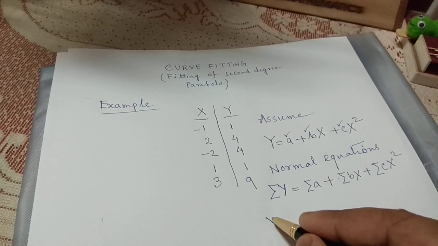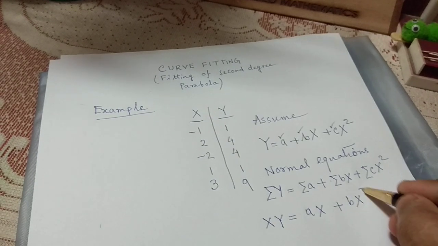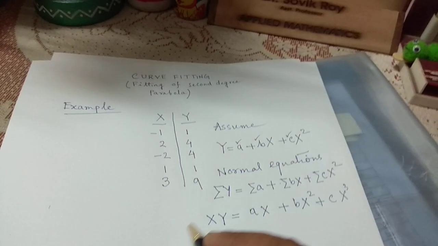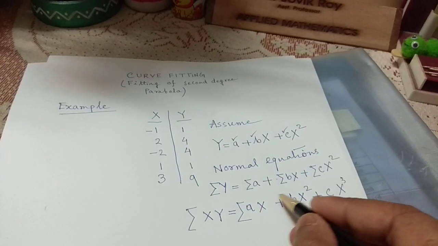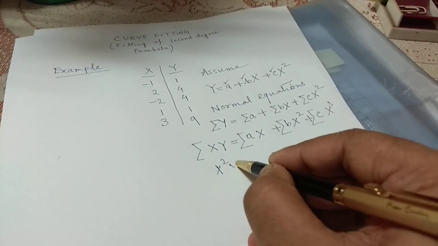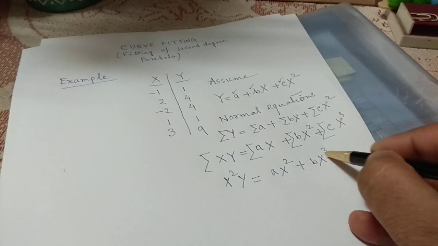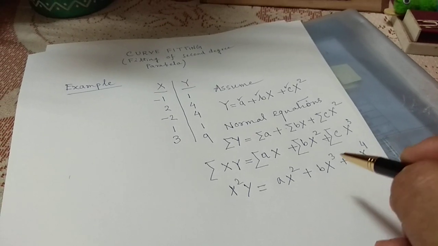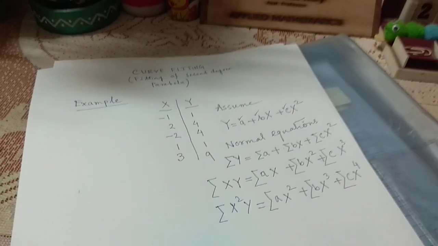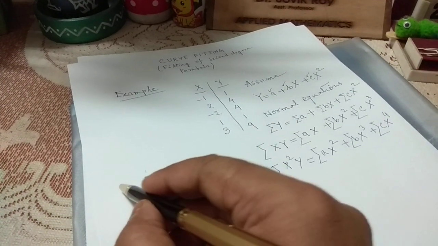The second normal equation: first multiply both sides by variable x, and precede this with a summation. And lastly, you multiply both sides by x square and precede this by summations. So we have got three equations like this. These equations can be simplified and written as follows.